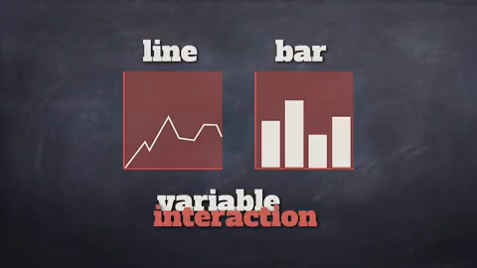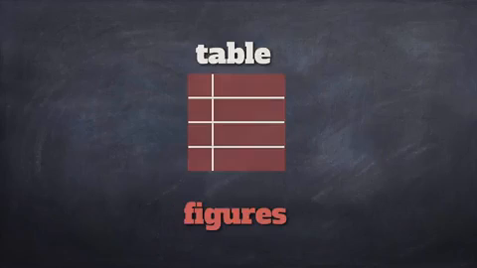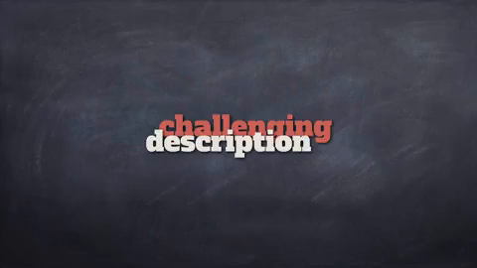Line and bar charts are greatly popular as they help represent the interaction among different variables. Pie charts are quite efficient to present fractions and percentages. Some people will argue that tables also help present information in a more digestible way. Of all these graphs, perhaps the one that poses the biggest challenge is the line chart.